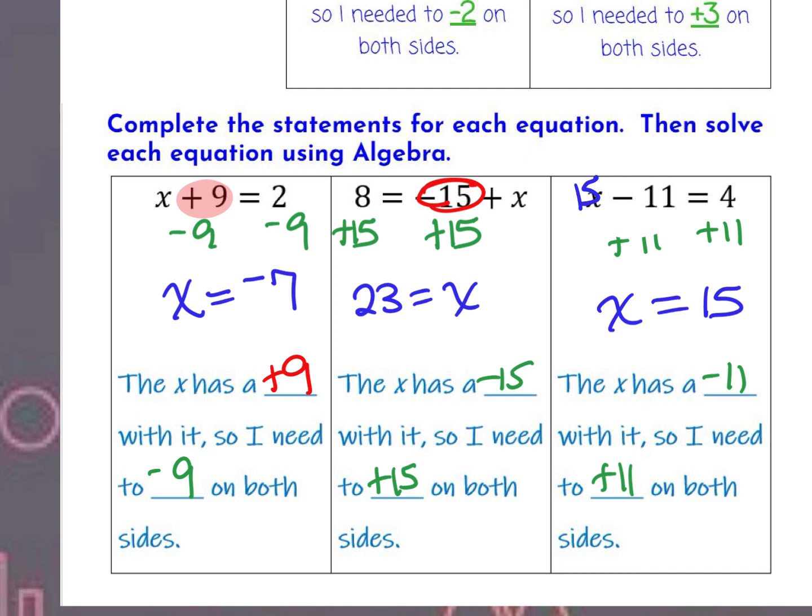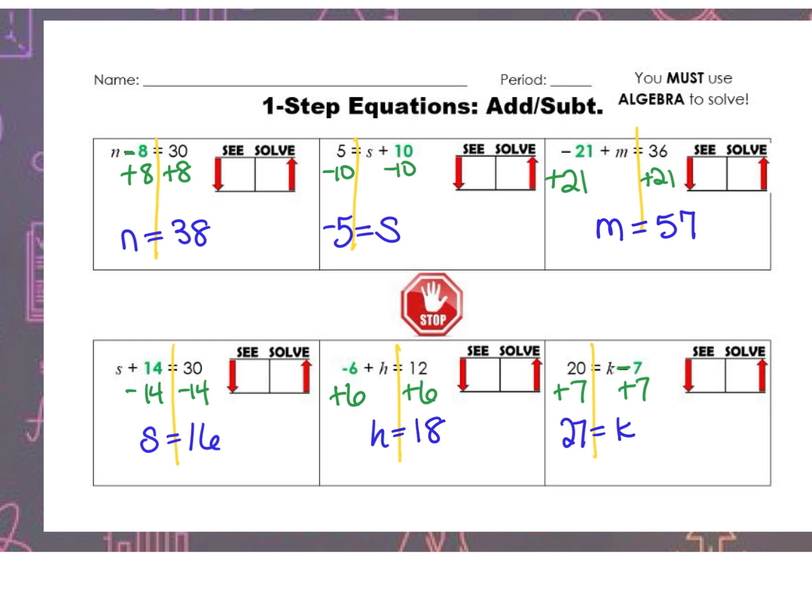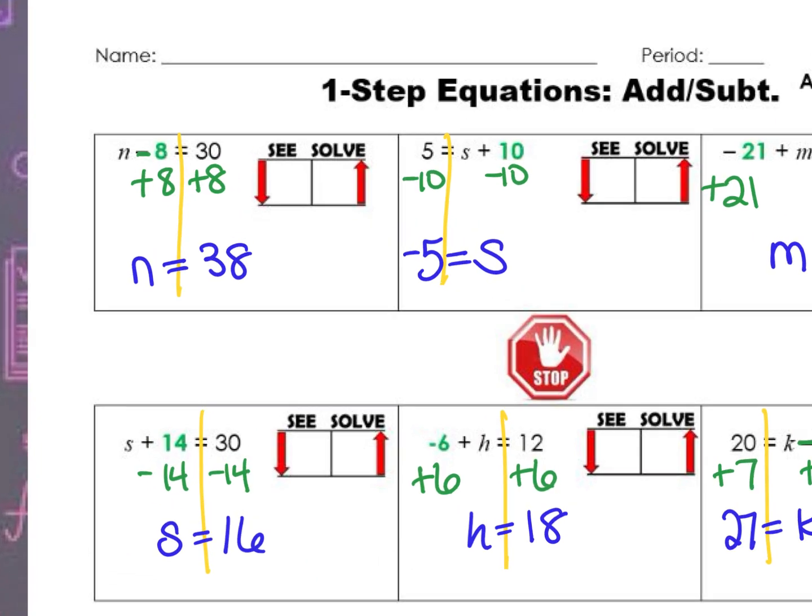All right, let's look at the paper that's handed back to you from Friday. If you were not here on Friday, or if you didn't get your paper back for some reason, then just pay attention as we go over it.